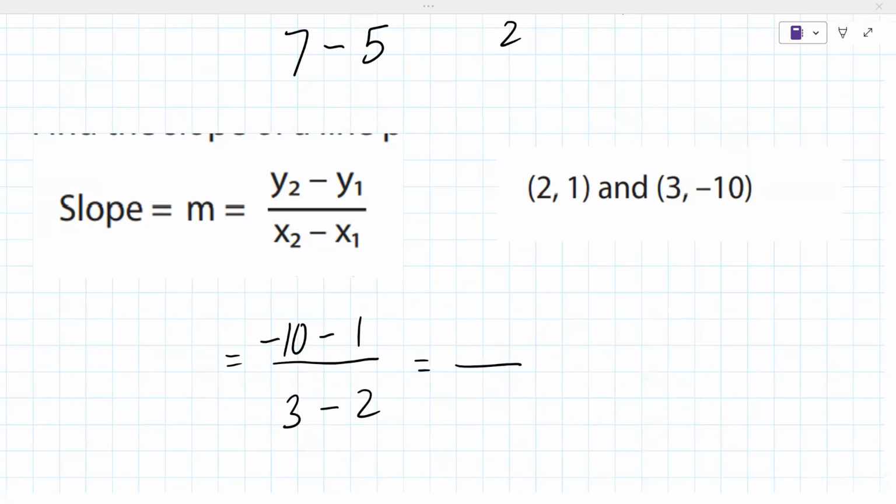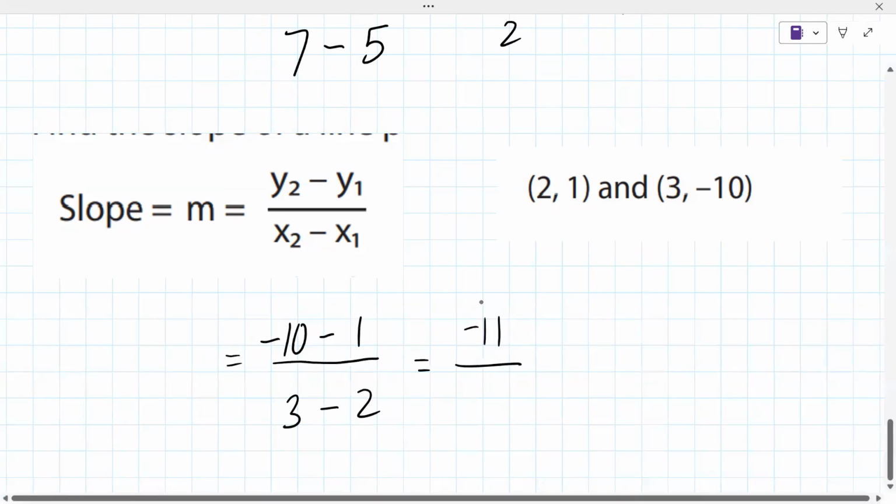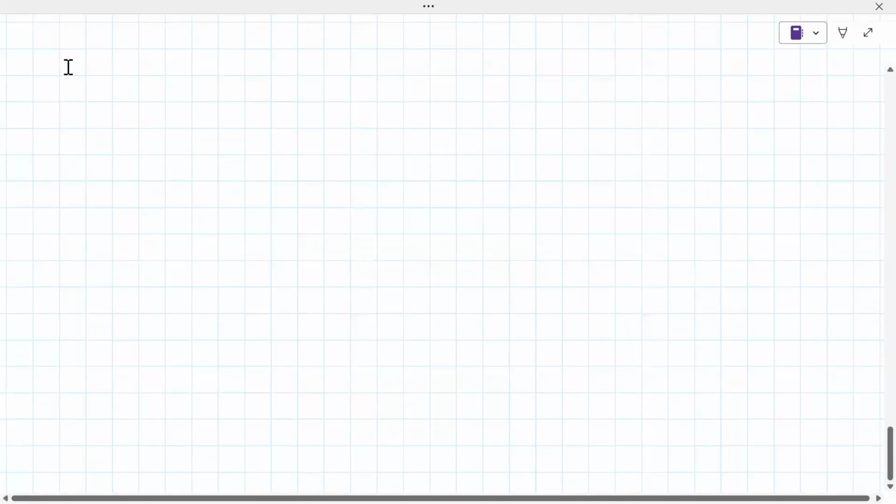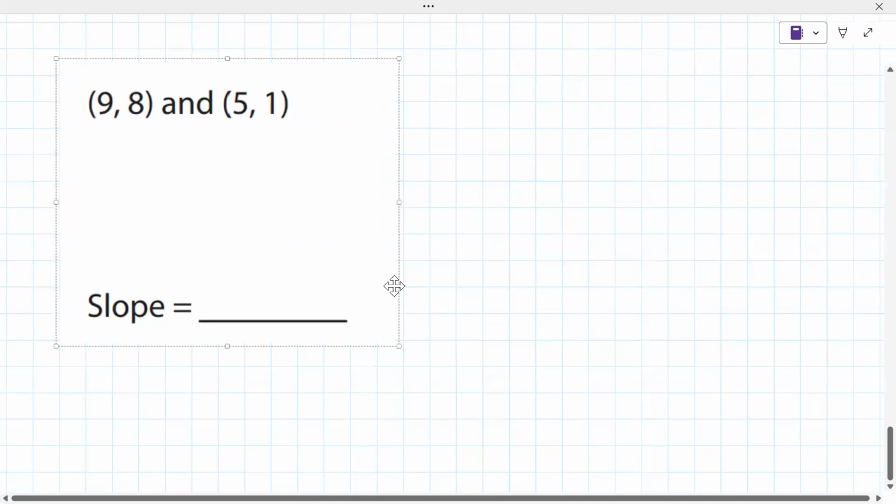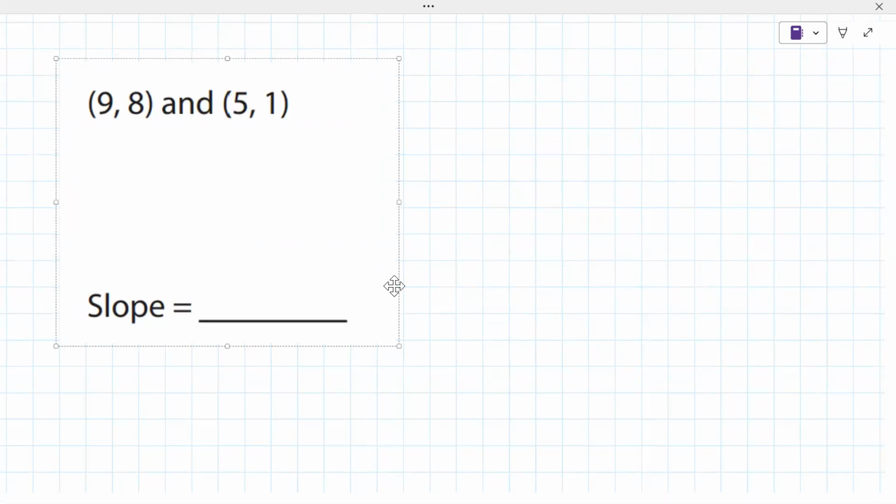-11 over 1, which is -11. Good. All right. So here you go. Here's a problem for you to try on your own. Go ahead and work that out as best you can and let me know what you come up with.